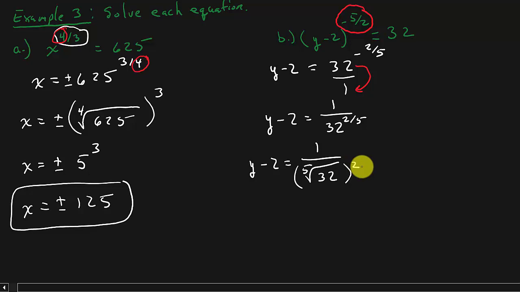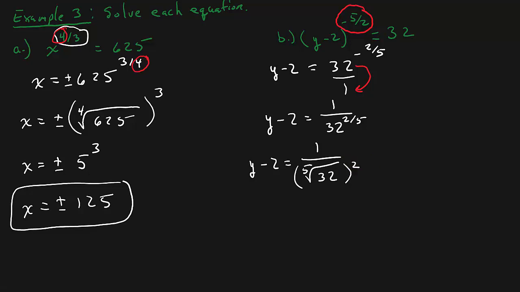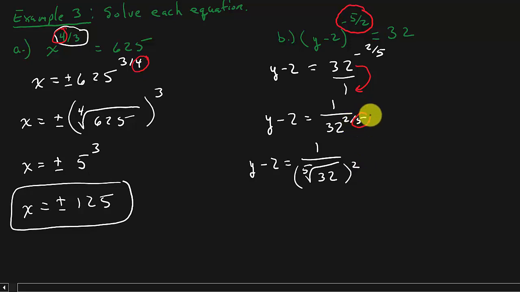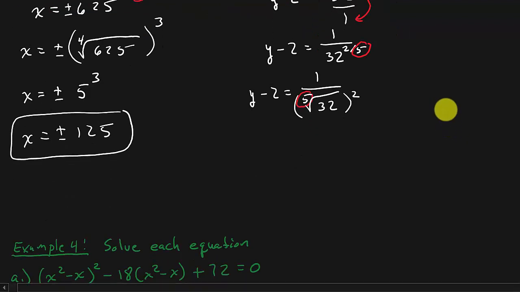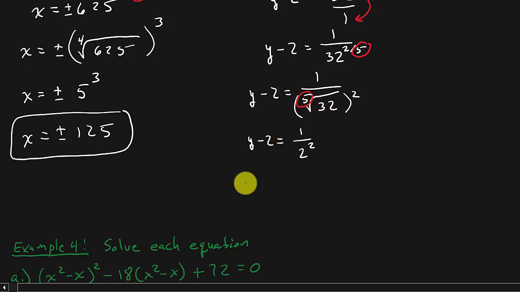Okay. Now you can see here, this is not plus or minus, right? Because look, you see your index, the index on the radical here, that's an odd number. Or if you looked at it up here, this is an odd number. You don't have to worry about the plus or minus. And so I get y minus 2 is equal to 1 over the 5th root of 32 is 2, and that's squared. So y minus 2 is equal to 1/4. Add 2 to both sides, and I'm going to get y equals, what is that? 9 over 4. Okay.